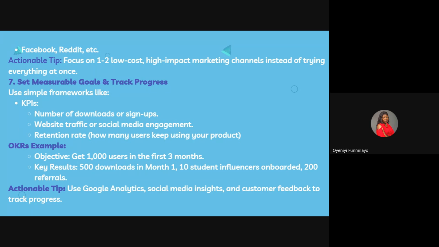Then let's say you want to get 1,000 users in the first 3 months. Of course, that's your objective, right? I'm giving you an instance now. Then the key result is to get 500 downloads in a month.